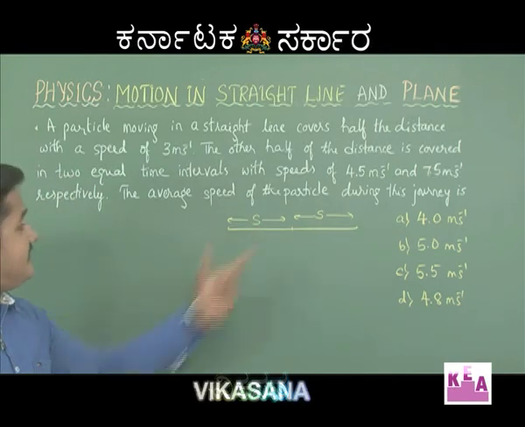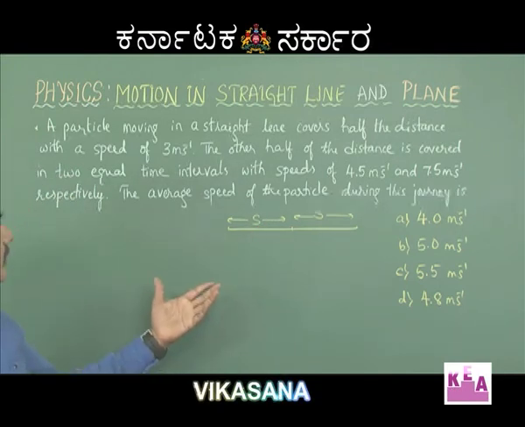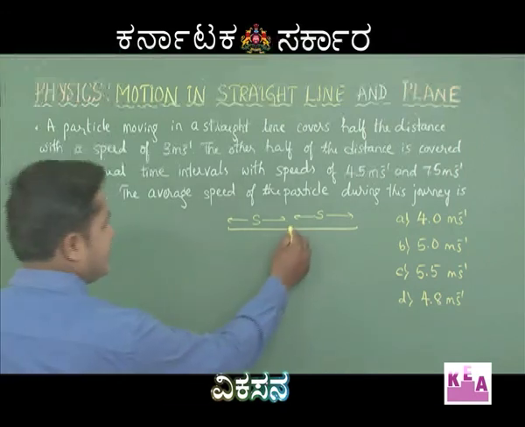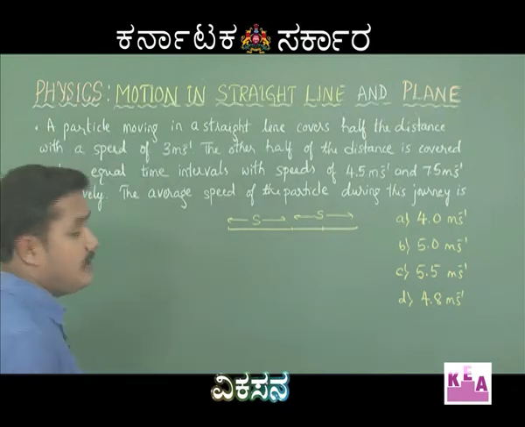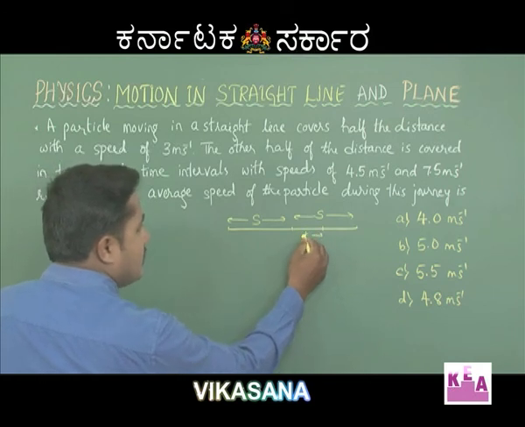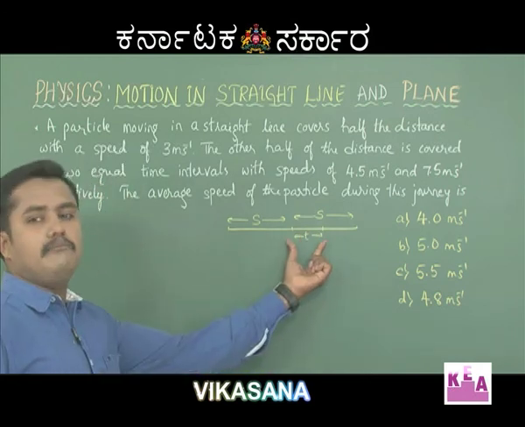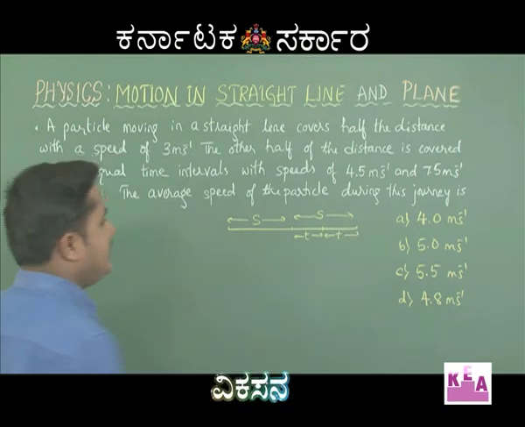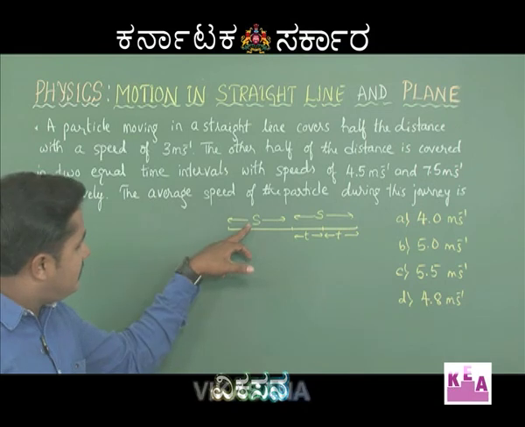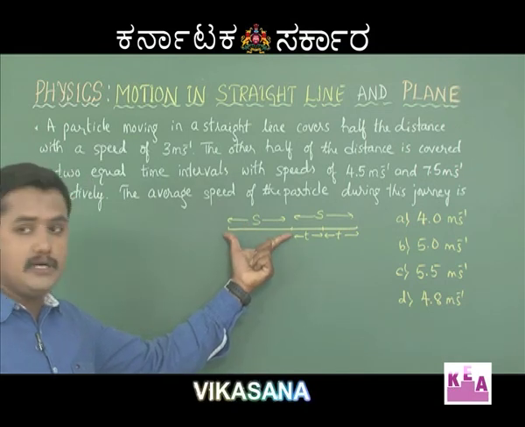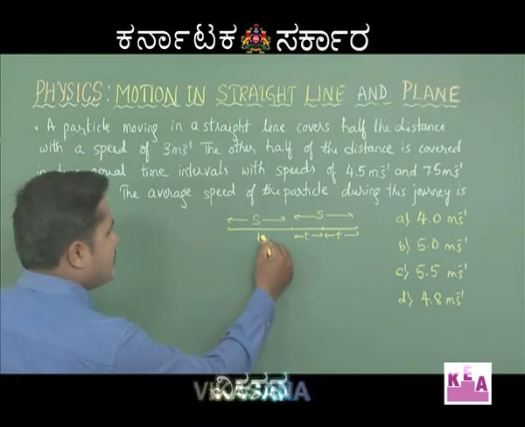The first part is covered with velocity 3 meter per second, and the second part is again divided into two equal halves, but remember this time it is in terms of time. So, the first half is covered in time t and the second half is also covered in time t. Now, I'll say that the first half of the journey is covered in time interval, let me say some t1.